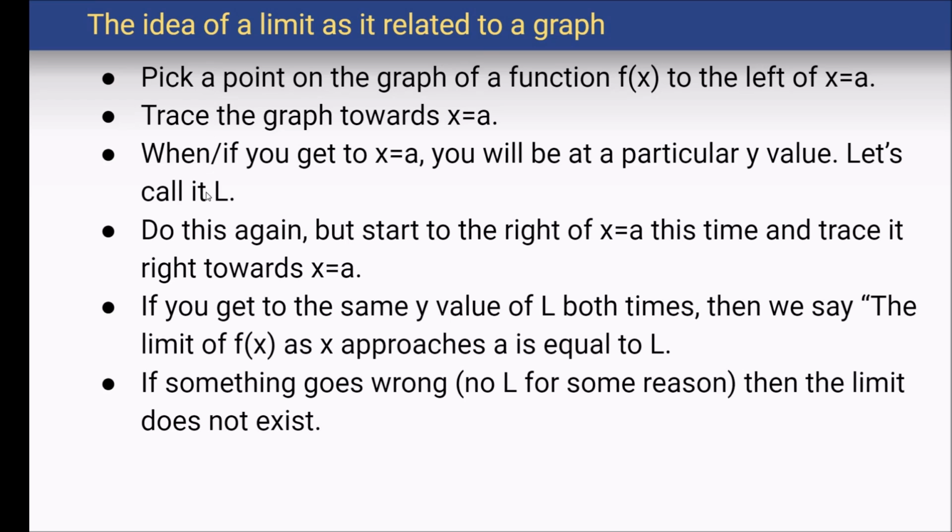And then after you trace the curve, you're going to trace the curve again, a second time. But the second time, instead of starting to the left of x equals a, like we said up here, you're going to start to the right of x equals a and trace it left towards x equals a, right? So you trace the curve twice, once from the left and once from the right. And when you do that, you're going to get to some y value. If you get to the same y value, which we decided to call L, both times, then we say the limit of f of x as x approaches a is equal to L. And if something goes wrong with this process, there's no L for some reason, and we'll talk about why that might be, then the limit does not exist.